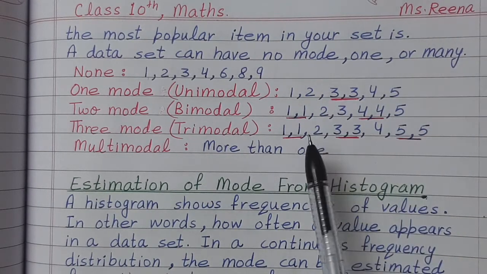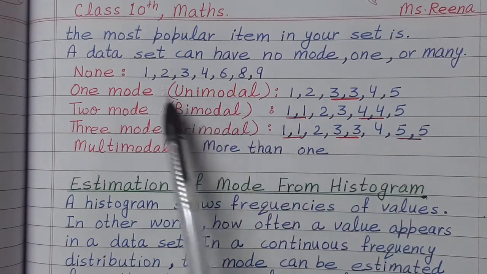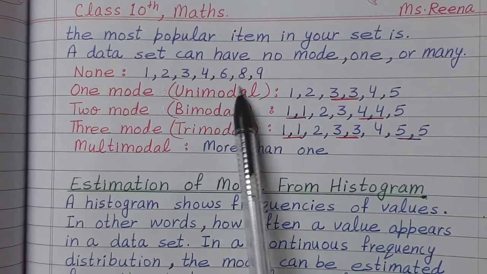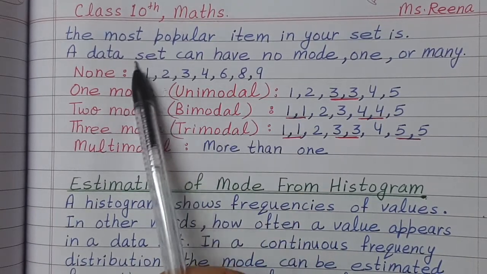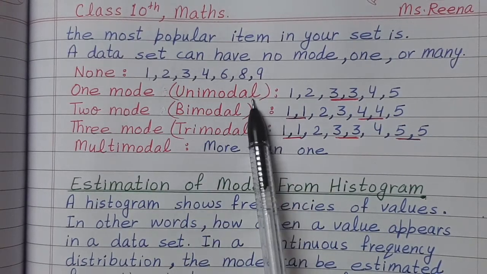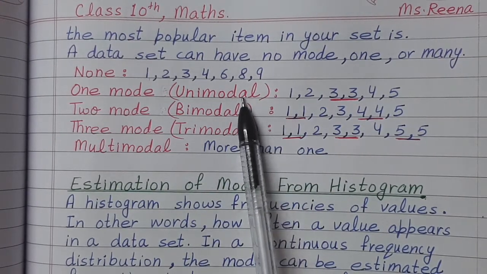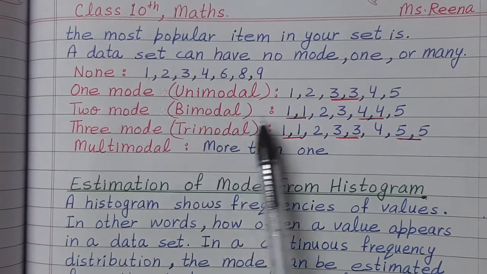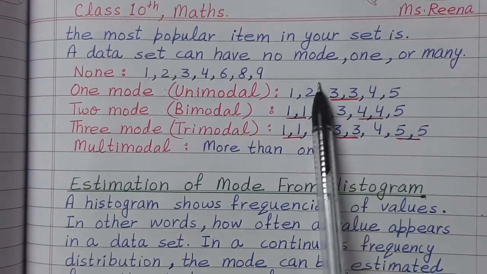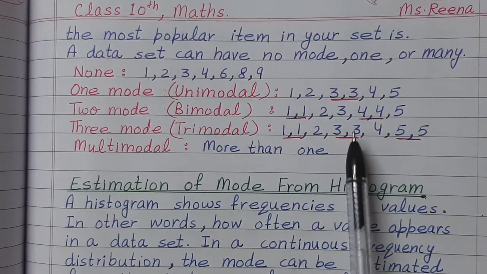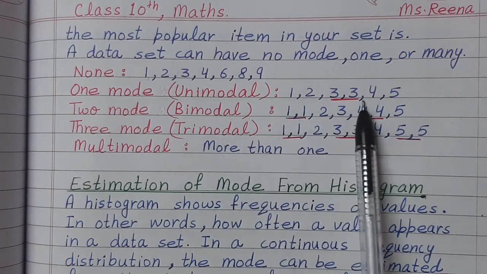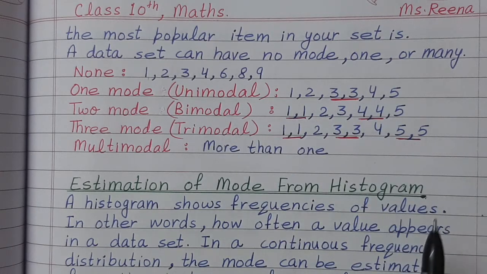Now let us discuss this. See in the series 1, 2, 3, 4, 6, 8, 9. Not a single number is repeating. So there is no mode in this given series. Clear? Now the next is unimodal. Now we can see the number 3 is repeating twice. So here 3 is the mode. So this is unimodal when the mode is only 1.